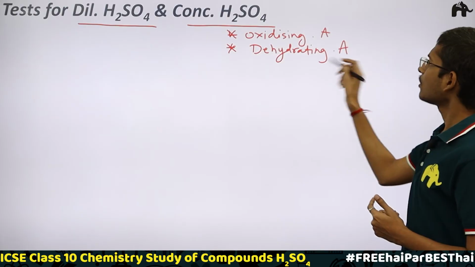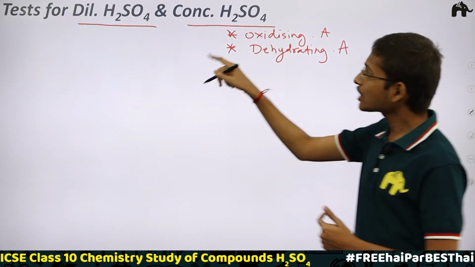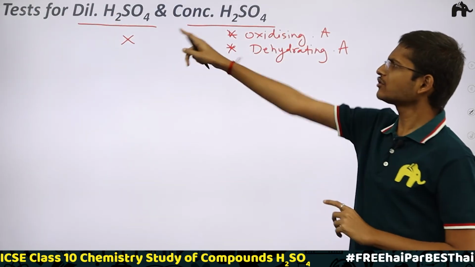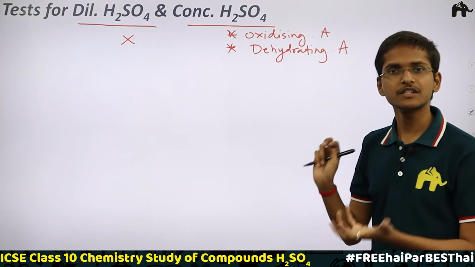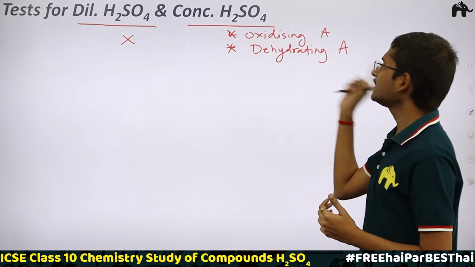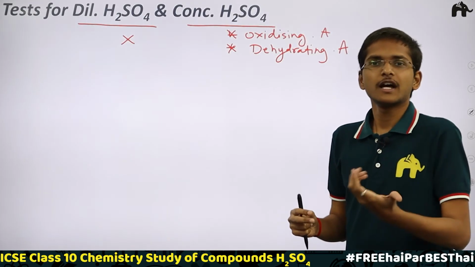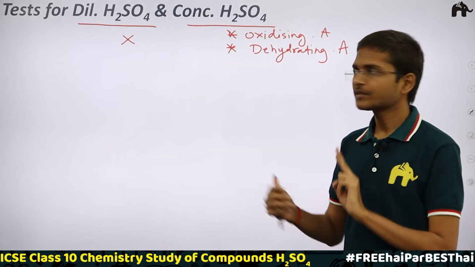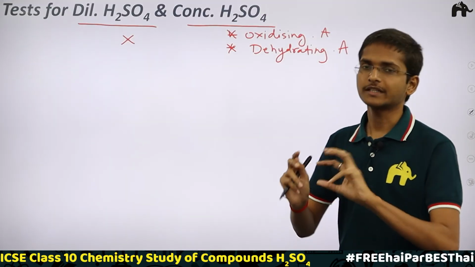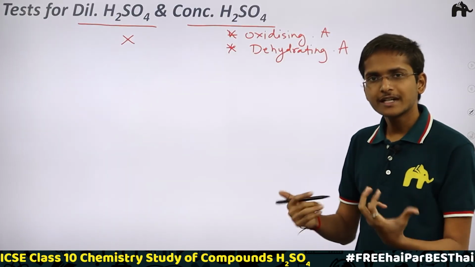Both of these properties, which are shown by concentrated sulfuric acid, are not shown by dilute sulfuric acid. Dilute sulfuric acid is not an oxidizing agent, it cannot oxidize. Also, it cannot behave as a dehydrating agent. Now these two properties we are going to make use of, and we are going to see two tests for dilute and concentrated sulfuric acid, so that we can distinguish them. That yes, this is dilute and this is concentrated. It's quite easy, but still, let's do it.